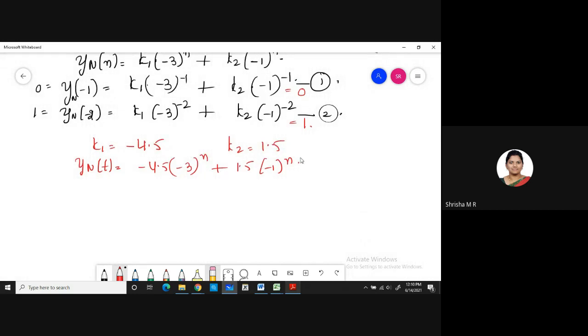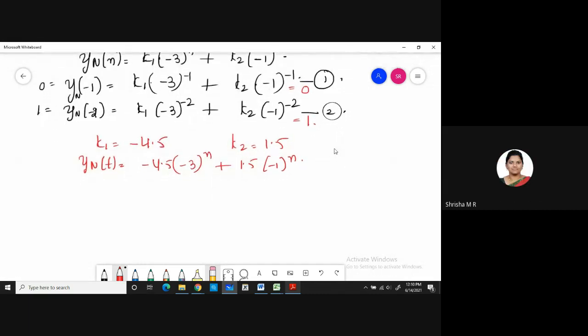Yes, guys, did you solve this? Sorry, did you understand this? Yes, ma'am. So now we'll see what the particular response is. The particular response will depend on the input signal x of n, right? But x of n given in the question is u of n, right? What is u of n? It is some constant. If your input is some constant, the structure of the particular response will be another constant. So yp of n would be equal to C.